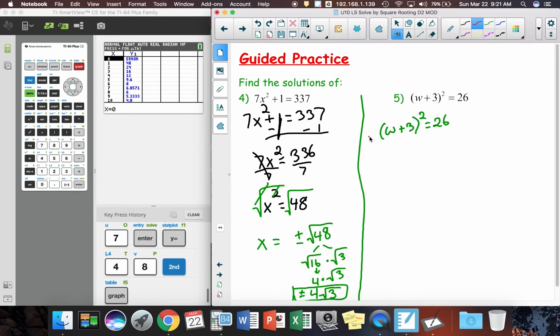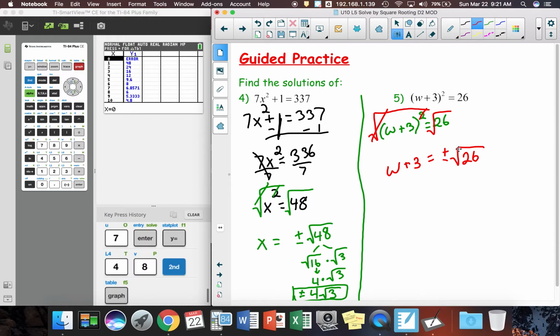So square roots, because there's a square first, everything's trapped inside the parentheses. I gotta take the square root first. Square roots cancel out. We're left with w plus 3 equals the square root of 26. Since we did the square root, we need to include the plus and minus.